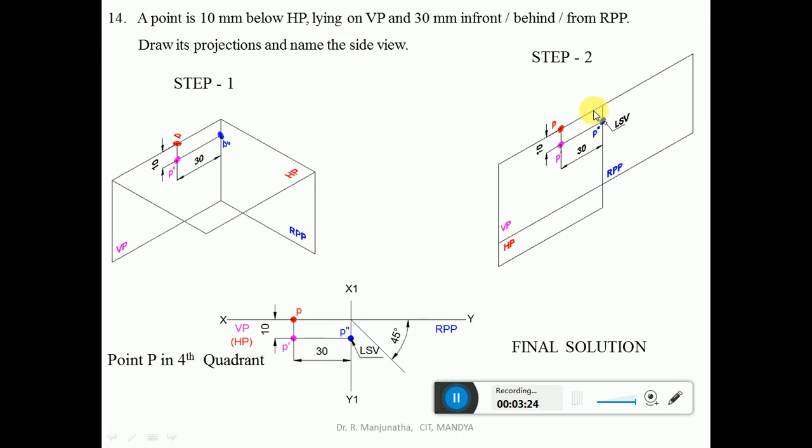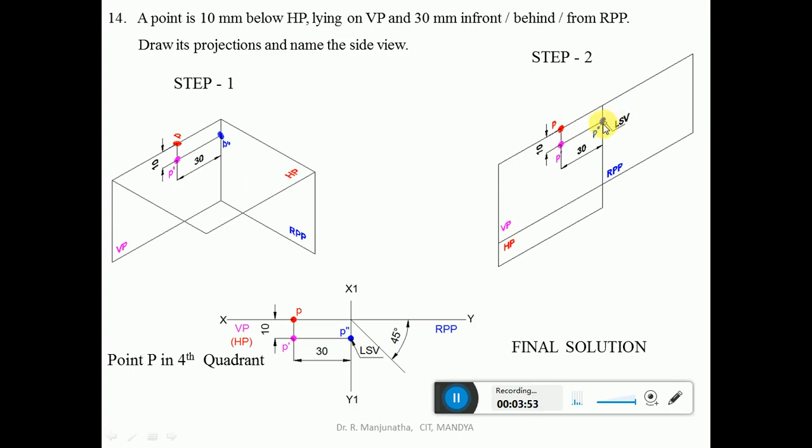So what happens? This will be the horizontal distance. Now this will be on VP, so obviously the point will be on HP. So then you draw the projection down so that it is on HP, lying on VP. So this point will be the left side view. So it is in front of RPP. In front of RPP, the point is seen only on the left side view.